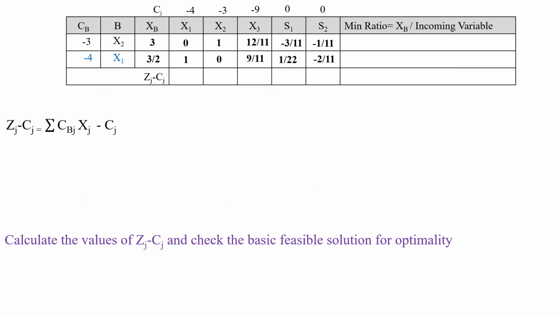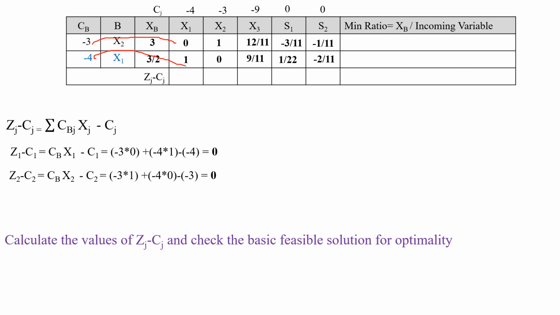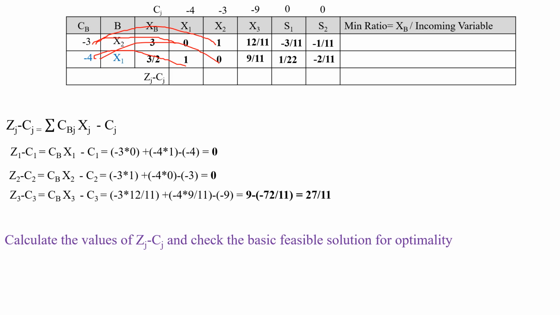Next we have to calculate the Zj minus Cj values and check the basic feasible solution for optimality. So first we calculate Z1 minus C1, it is minus 3 into 0 plus minus 4 into 1 minus of minus 4, it is 0. Next Z2 minus C2 is minus 3 into 1 plus minus 4 into 0 minus of minus 3, it is 0. Next Z3 minus C3 is minus 3 into 12 by 11 plus minus 4 into 9 by 11 minus of minus 9, it is 27 by 11.